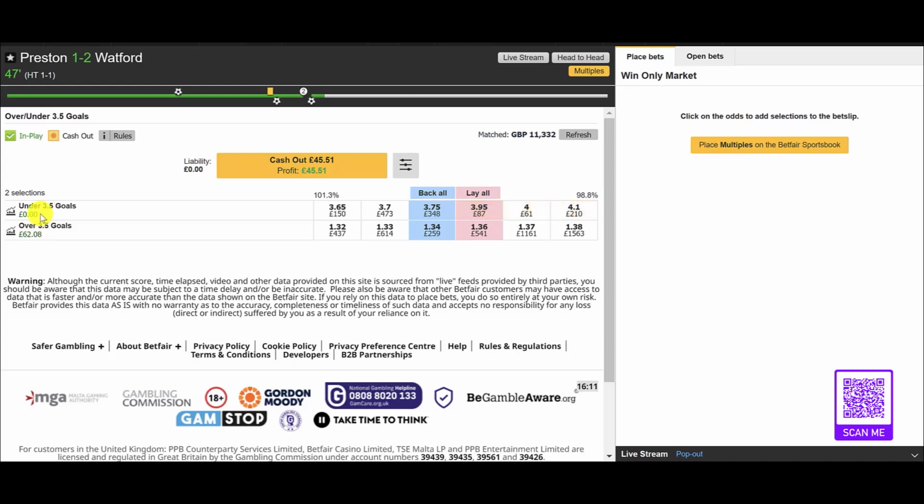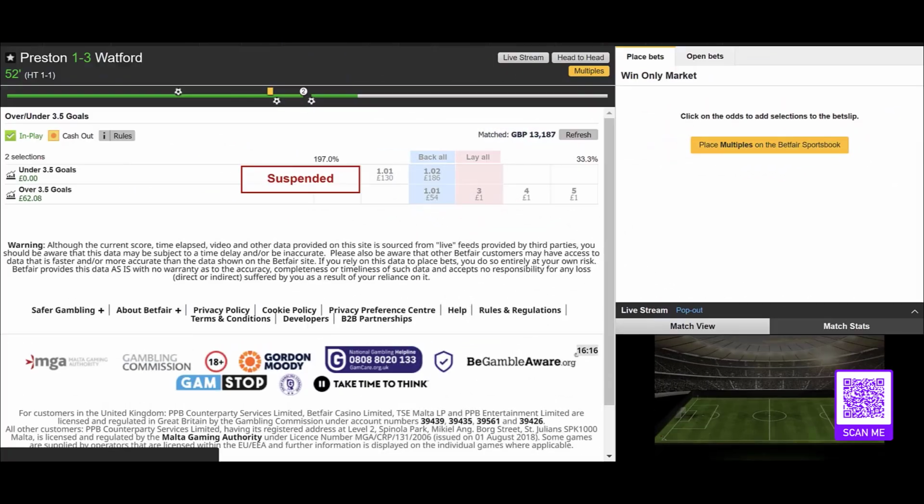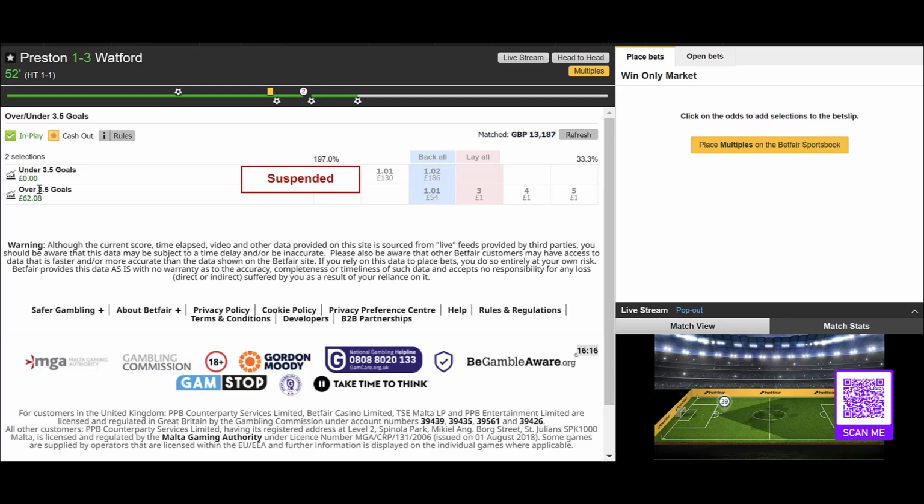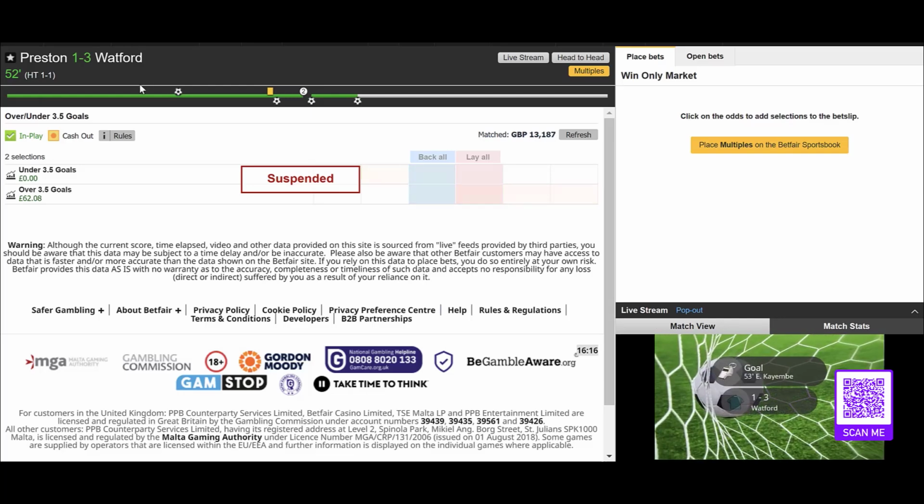But either way, there's no risk in this match anymore. No risk in the market. It's a successful trade and done very, very quickly. Also, Preston 1, Watford 2. And here we are, 52 minutes, and we've just gone over 3.5, as you can see there. So yeah, the goals are flying in this one.